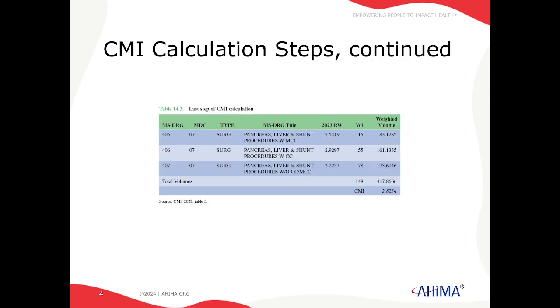Our next slide, this is the last step of this calculation. This is where we come up with what our CMI is. We come up with CMI by taking 417.8666 and dividing it by 148. And when we do that, we get 2.8234. So the CMI for this case would be 2.8234.